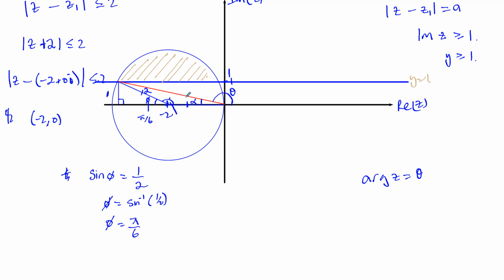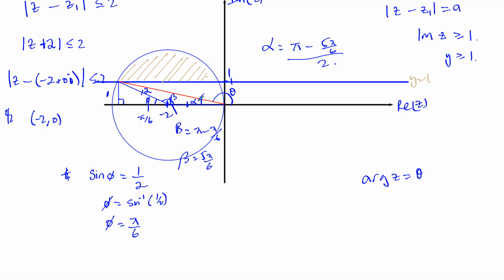So this angle over here, let's call it beta. We can say the angle beta is equal to pi minus pi over 6, so the angle beta is equal to 5 pi over 6. Now we can find our angle alpha because this is an isosceles triangle. So alpha is equal to pi minus 5 pi over 6, divided by 2.